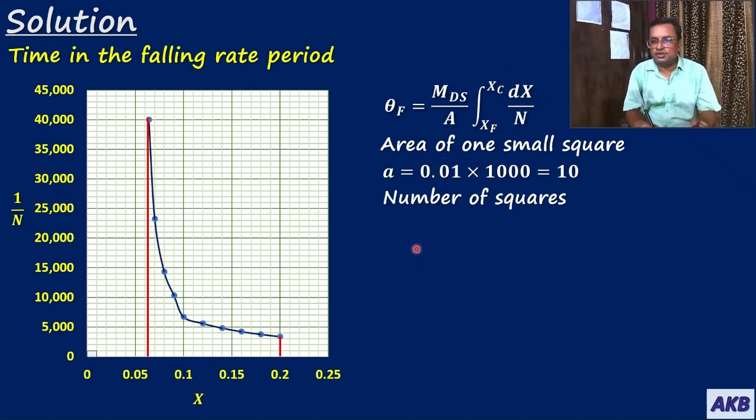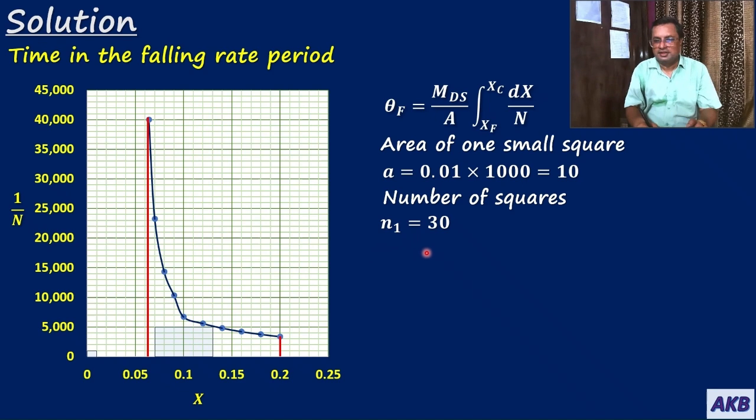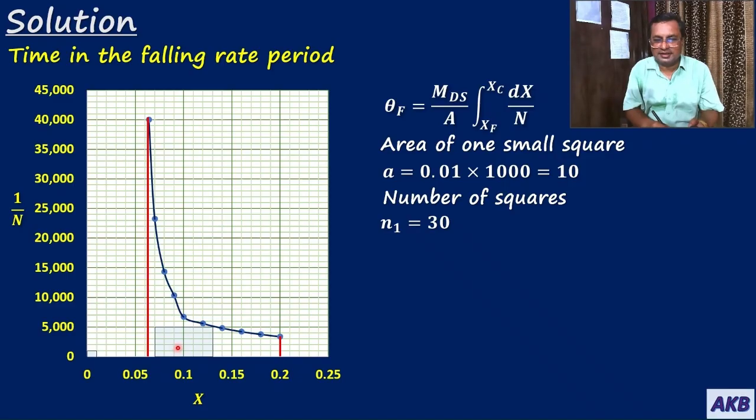So let us count the number of squares. For counting the number of squares, I have selected different regions. This is what I have used in the solution. You can use a different approach. For example, first I have selected this region. I will count the number of small squares in this region. I will call it N1, and you can easily find that the number of small squares in this selected area is 30.